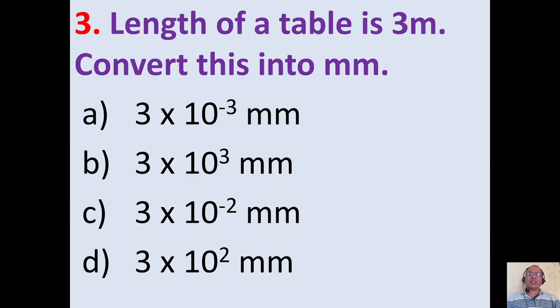Length of a table is 3 meter, convert this into millimeter. We know that milli stands for 10 raised to minus 3. So whenever we go from millimeter to meter we have to multiply by 10 raised to minus 3. On the contrary, whenever we go from meter to millimeter, we have to multiply by 10 raised to plus 3. So in this case, option B will be the correct one, that is 3 into 10 raised to 3 millimeter.